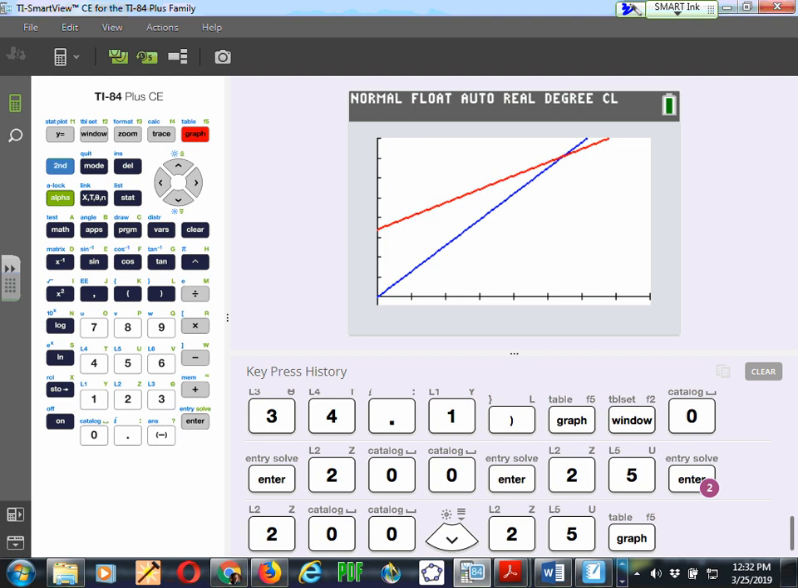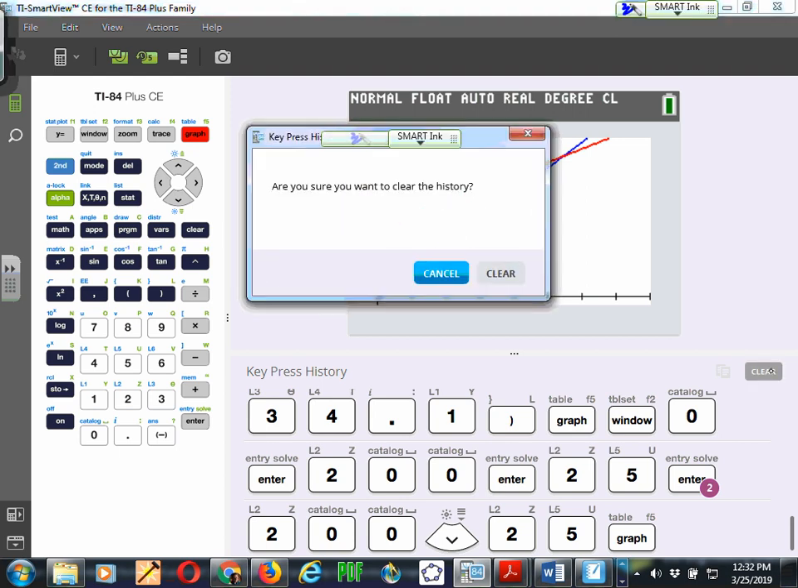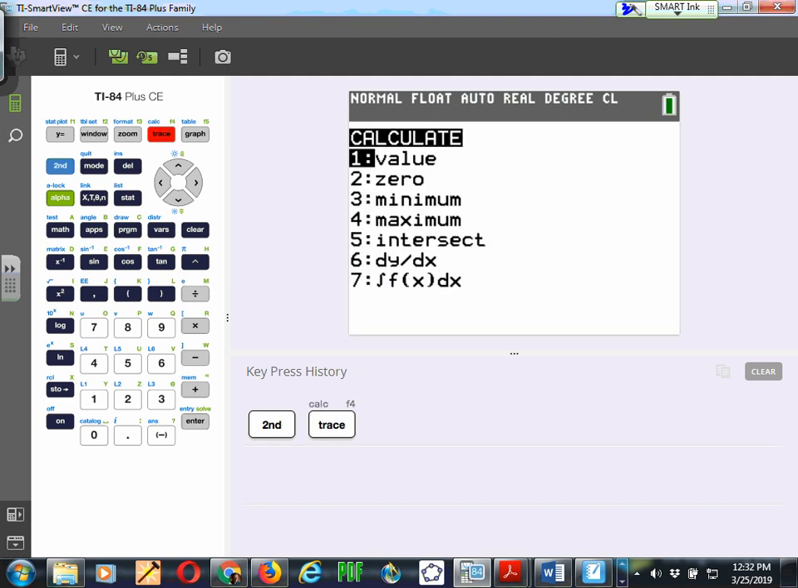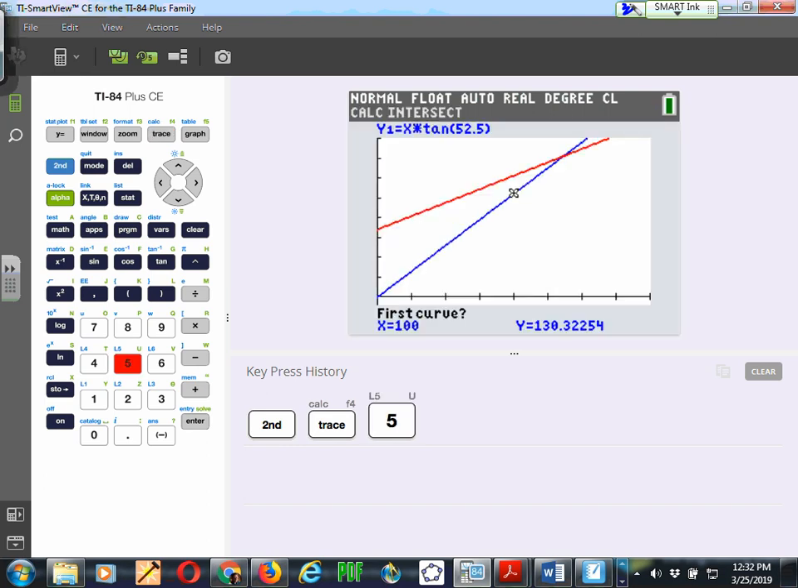Second trace. The second trace on a graph, there's a calculate feature. So once I've got the graph, I can hit second trace or second calc. And of all the things I could do here, I'm looking for the intersection of two lines or two functions. So that's option 5. And it pops up and it highlights one of them and it's in blue and it says, hey, is this the first curve you want? And it asks me as a question down here at the lower left of the graph. Well, that's the one I want, so I hit enter. And then it jumps to another graph in the picture. If that's not the one I want, I use the arrow keys and toggle to the one I want. But that's the one that I want.